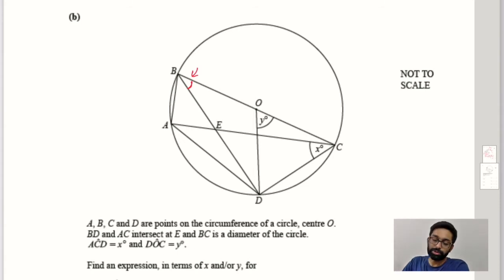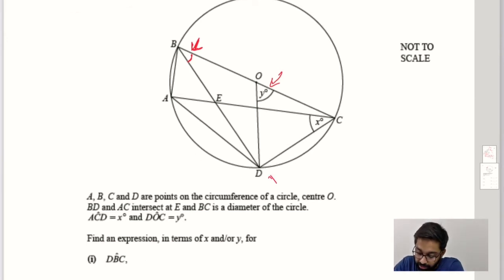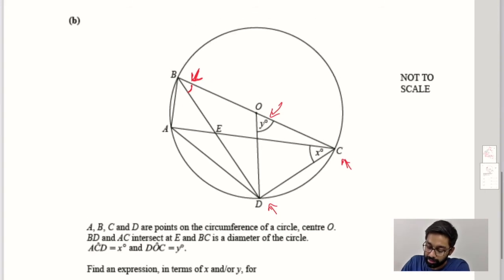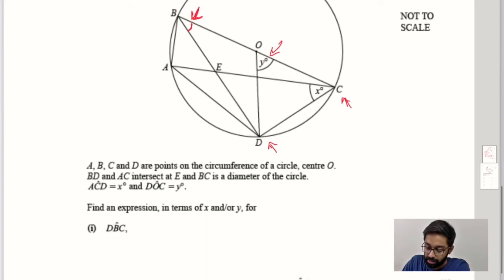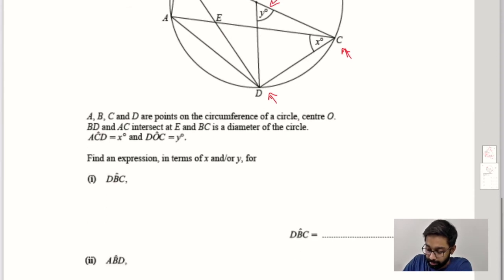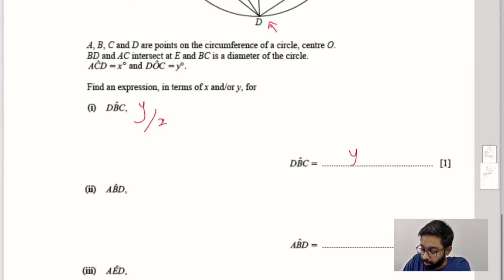So according to a circle property, if DOC is y degrees, then DBC is going to be half of that, because both of these angles start from D and C. So this property says that angle DBC is going to be half of DOC. That means y is going to be divided by 2. So your angle over here is y over 2. So you write y over 2 degrees right here.